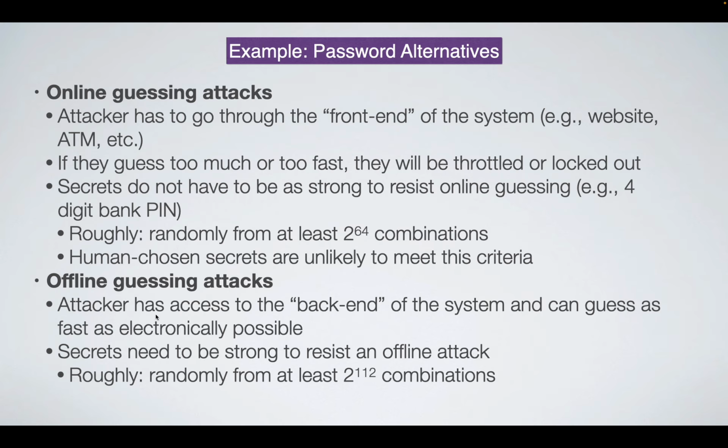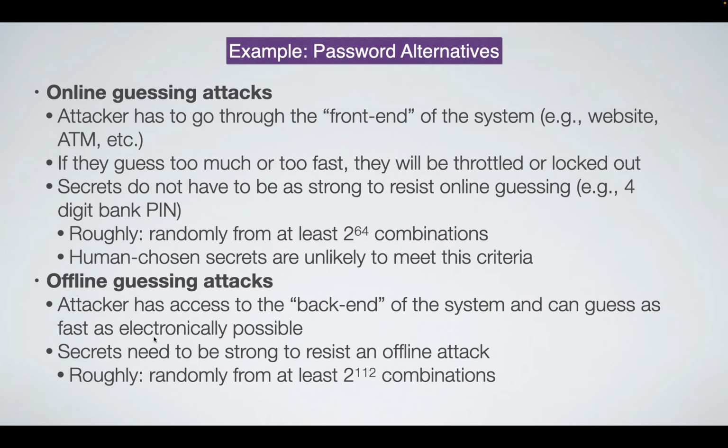Offline guessing is when you have access to the back end of the system, so you're not going through the bank, and no one's slowing you down. The example would be you grab that hashed password list, so you have the hash of it, and you're just guessing, hashing and matching, all from your own computer. You're not talking to anyone, you're not going out on the network. As fast as your computer can do it, or you have GPUs and you're parallelizing it, that's as fast as you can guess. So that's an offline system.